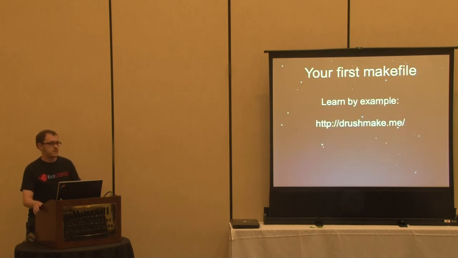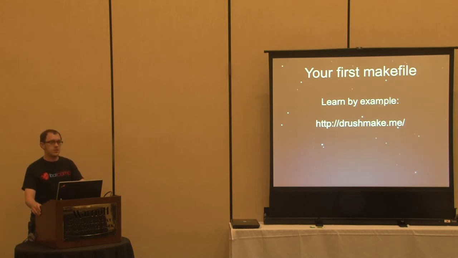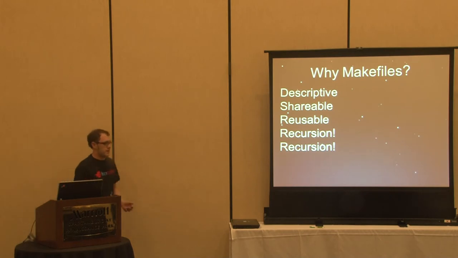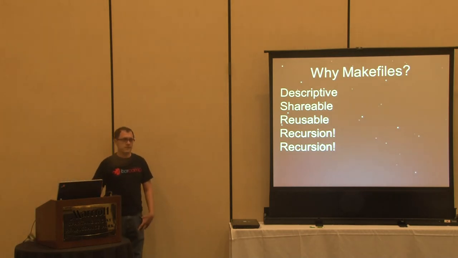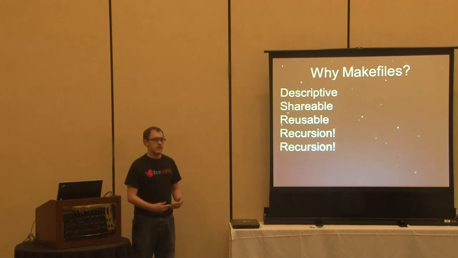So for doing your first makefile, if you haven't done this before, go home and check out drushmake.me. They've got a generator, so you can get an idea of what things look like just by checking a few boxes. It'll generate a makefile, and makefiles are really cool because they're descriptive. You're not doing as much scripting with it. When we look at one, it'll say project equals CCK, project equals views. So someone who's not necessarily as well versed can still pick it up pretty quickly. They can learn by example and just take that and run with it when they're trying to get themselves up to speed on Drush Make.